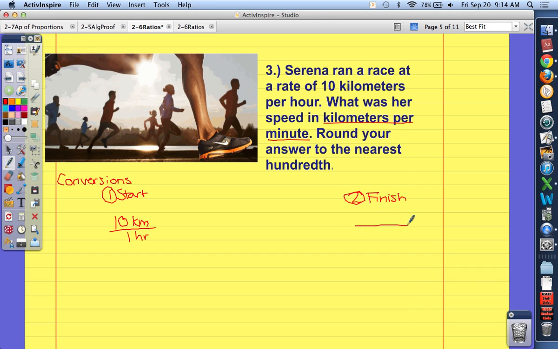So let's put that over here. We won't know the number, but we can at least put the units. I want to end up with kilometers per minute. And since it's per minute, I really technically want 1 minute. I always think about what I'm starting with and what I want to get to first. Then I go to the work. That's going to be step 3. Step 3 should be multiplying by conversion factors.